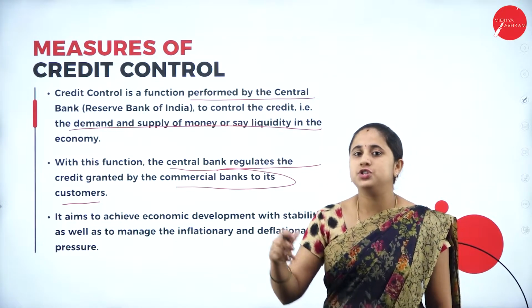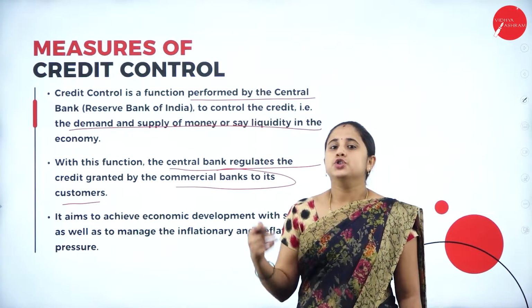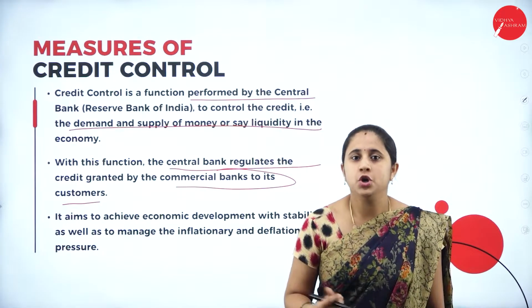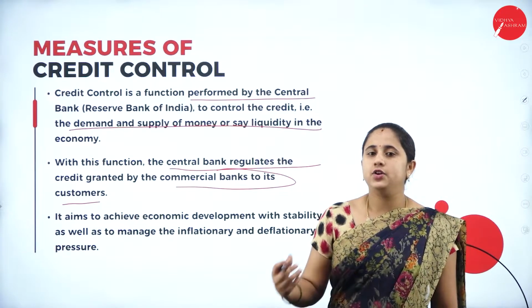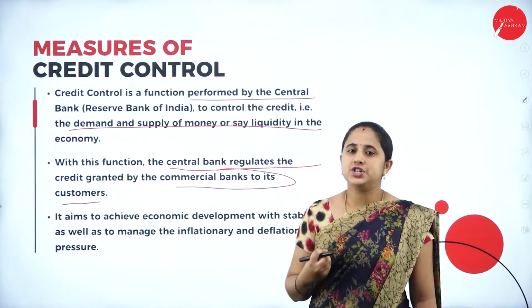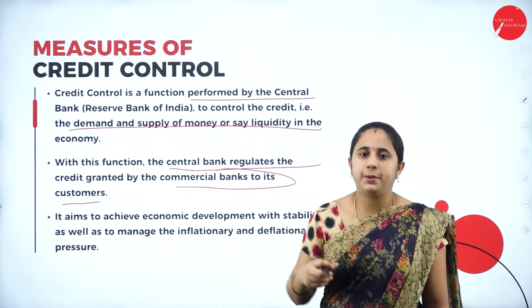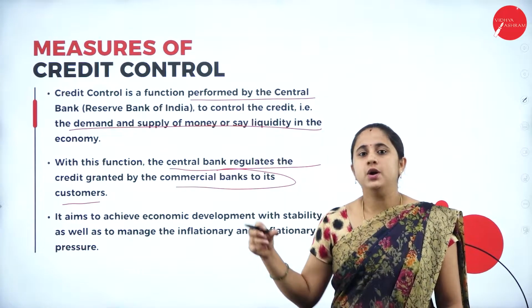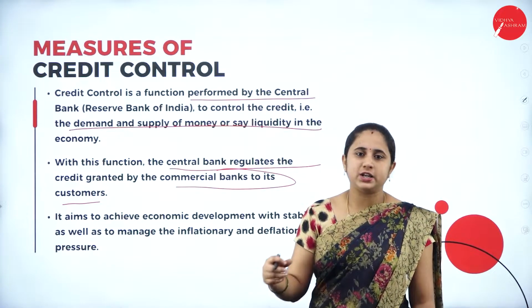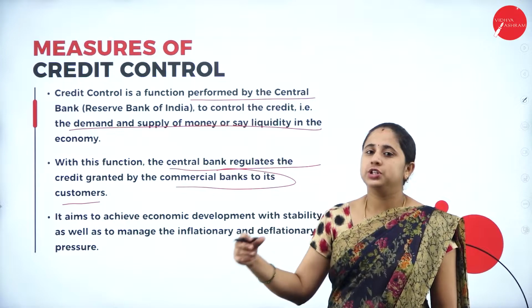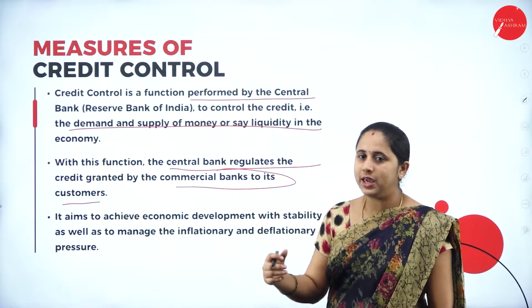So the liquidity position of the commercial bank. Through the commercial banks, we lend the money and we accept the deposits. So in order to control the credit, in order to control money circulation in the country, we need to regulate the commercial banks. RBI is going to regulate or control the money circulation in India using these commercial banks. So based on the demand and supply, they are going to control the credit.